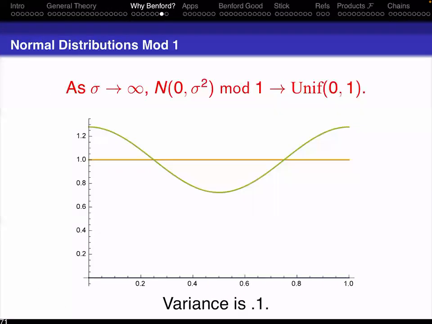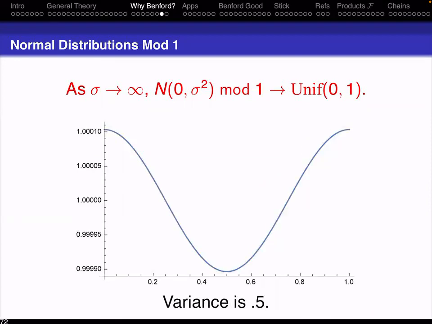Let's look at, this is now the variance is 0.1. Does that look closer to normal? I mean, closer to uniform. Much closer. Unfortunately, it doesn't continue. So here, the variance is 0.5, and you can see major dips.